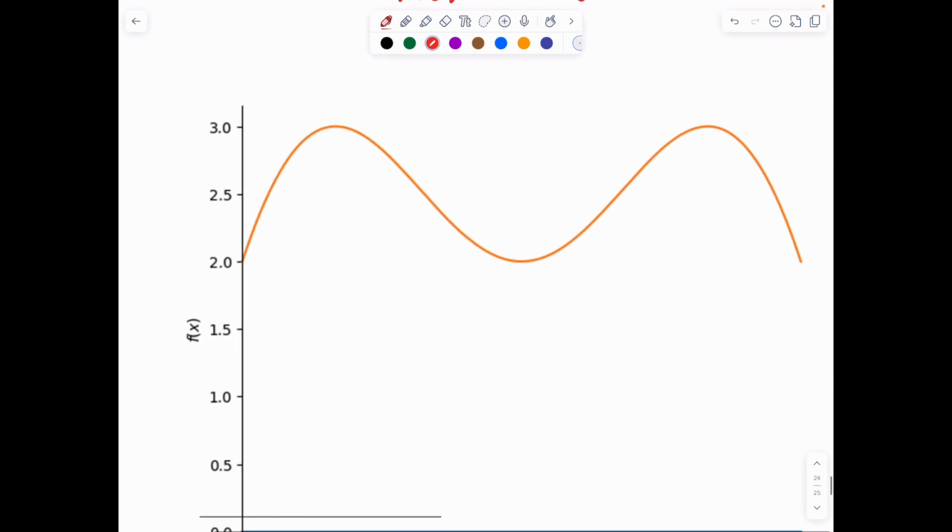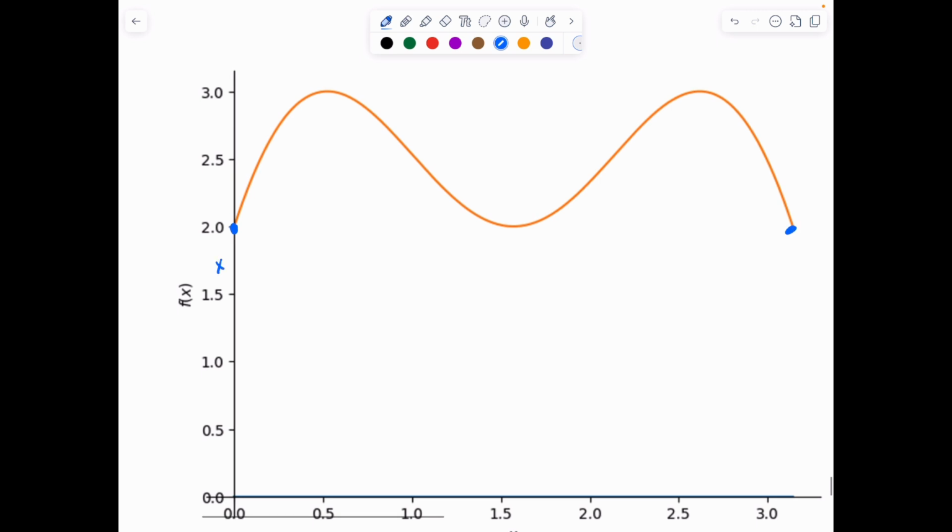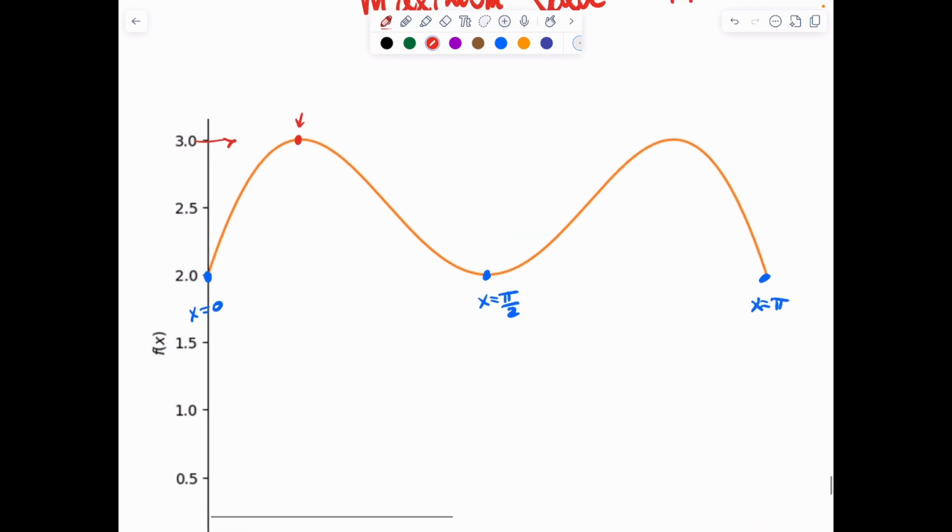Here's what the picture looks like of this particular function from 0 to pi. You can see here's the endpoint and endpoint. Here's x equals 0, x equals pi. Here is x equals pi over 2. And then you can kind of see the maxima occur right there at a maximum of 3. I know the bottom is not labeled very well. This is x equals pi over 6. And right there, that happens to be x equals 5 pi over 6.